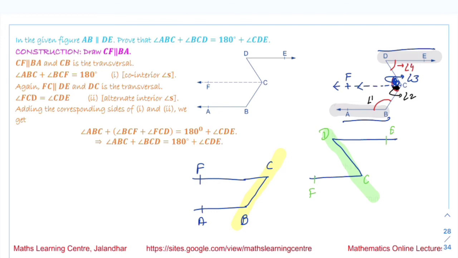So what we have is that this is angle 1 and this is angle 2. So we have angle 1 plus angle 2 equal to 180 degrees. Next, this is angle 3 and this is angle 4. We have angle 3 equal to angle 4.